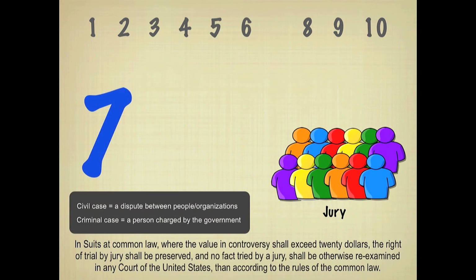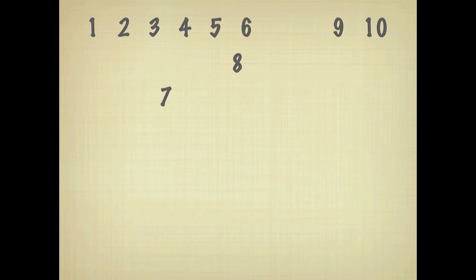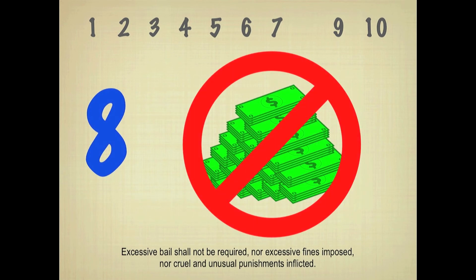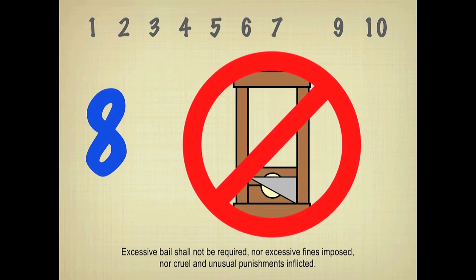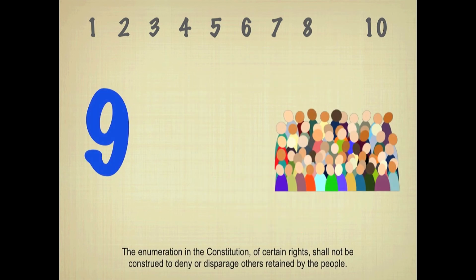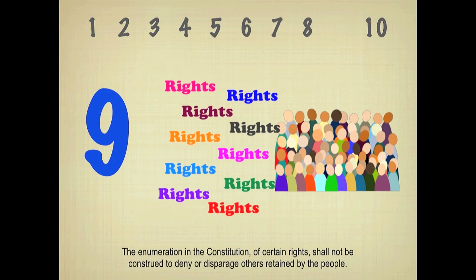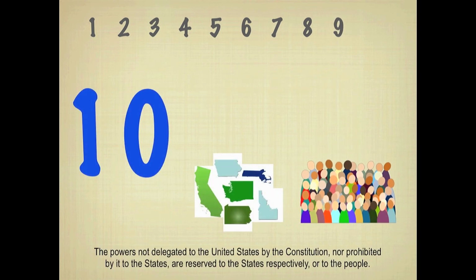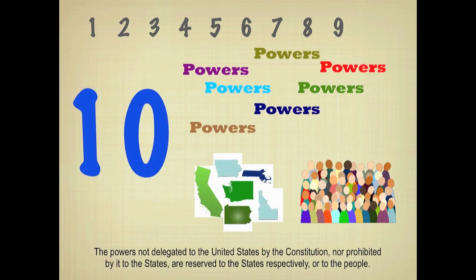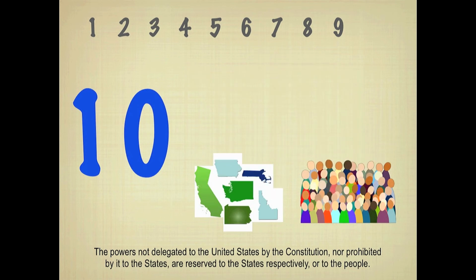The Seventh Amendment gives people the right to a jury trial in any civil case involving more than $20. The Eighth Amendment prohibits excessive bail or fines, and forbids cruel and unusual punishment. The Ninth Amendment makes it clear that people have additional rights that are not specifically listed in the Constitution. The 10th Amendment says that any powers that are not given to the U.S. government in the Constitution belong to the states or to the people.